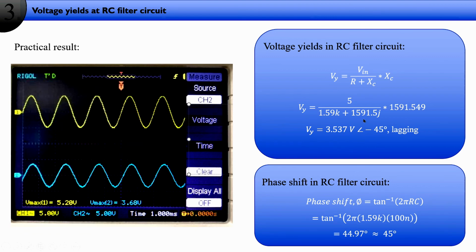So how do we calculate the phase shift part? Actually we had calculated it using the formula here, but if we want to find only the degree part, we can use arctangent of 2 pi RC, where the RC is what we are using in this RC filter circuit, and we get approximately 45 degrees, as we got earlier from the voltage Vy calculations in the RC filter circuit.